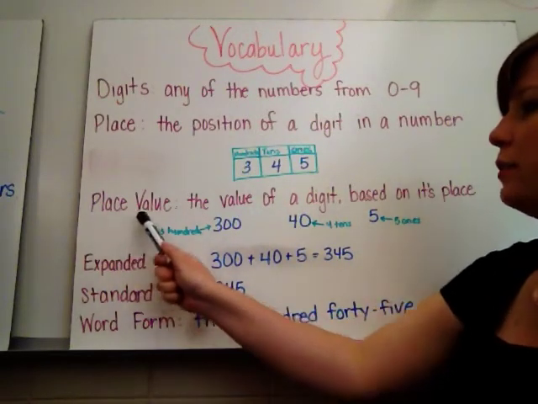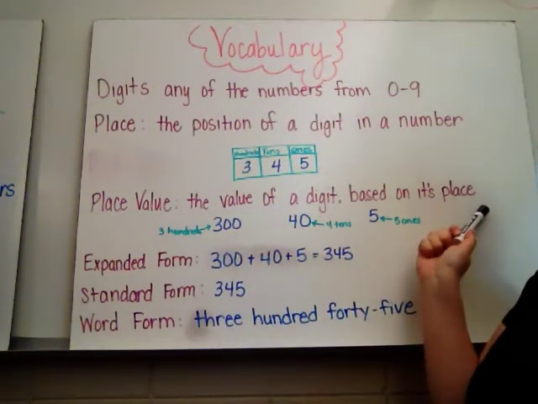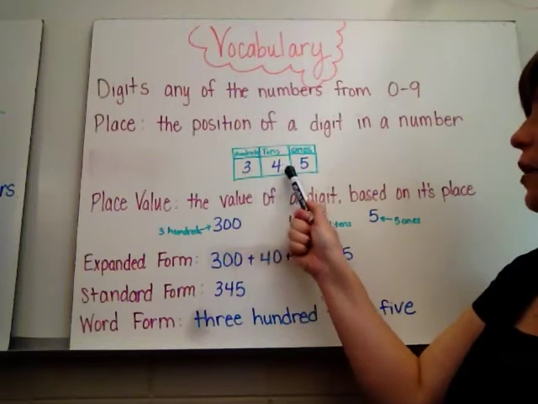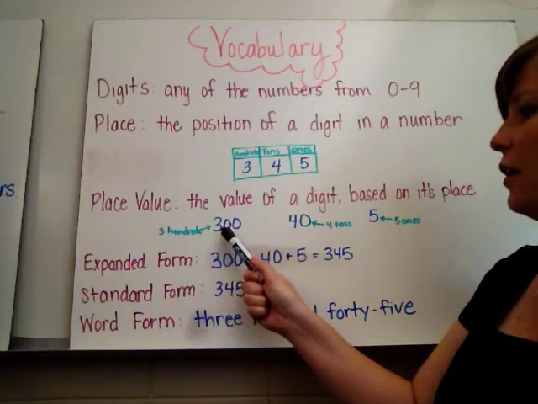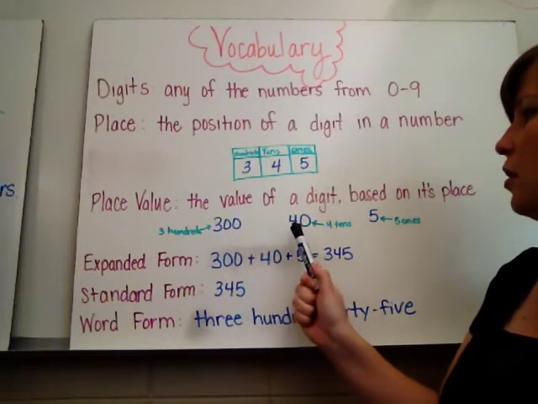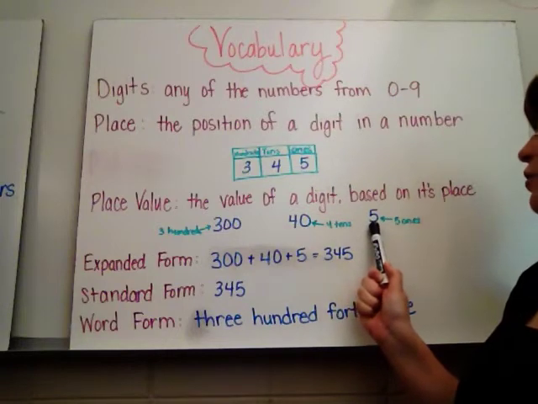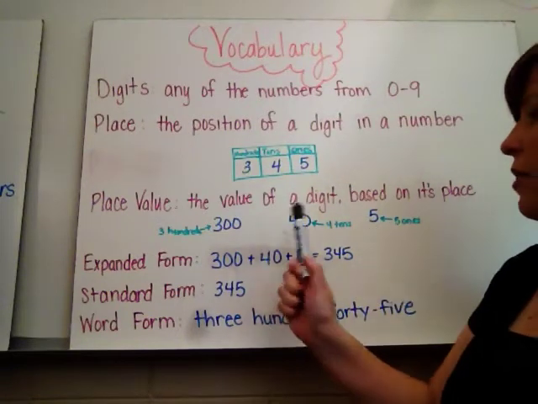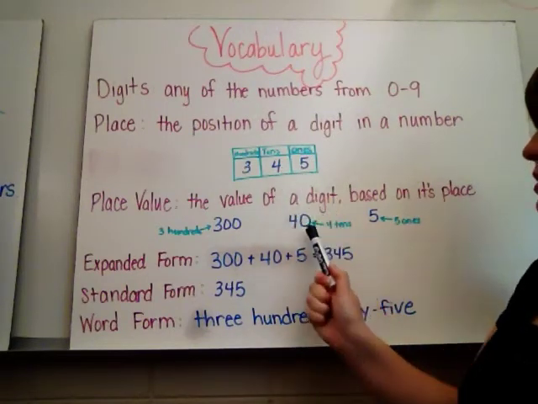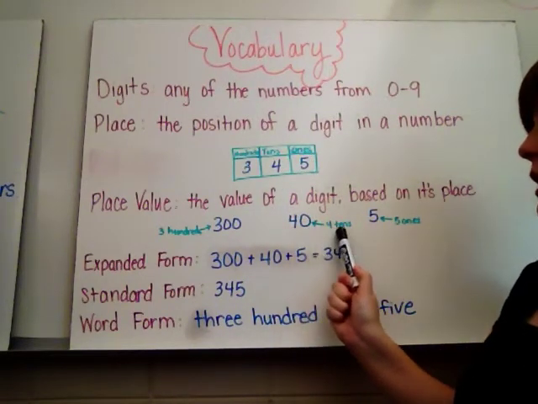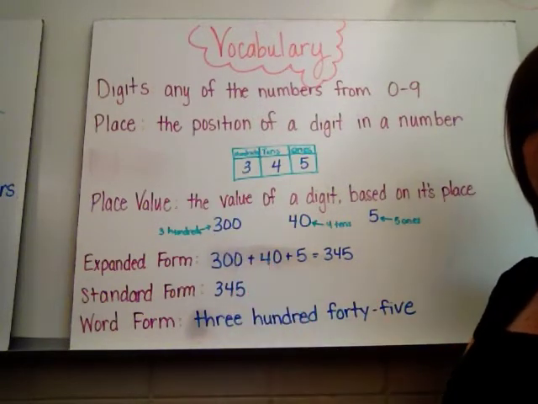Okay, the next one is place value, and that's the value of a digit based on its place. So if we're looking at the number 345, the 3 has a value of 300. The 4 has a value of 40. And the 5 has a value of just 5. That's the same as saying this is 5 ones. It's in the ones place. This is the same as 4 tens. And this is the same as 3 hundreds.